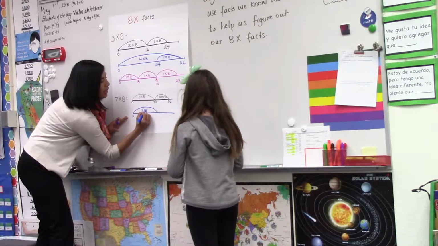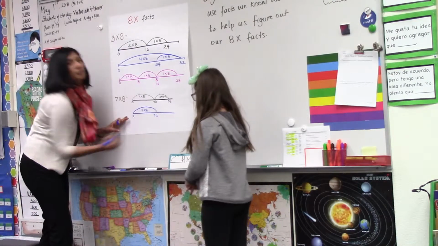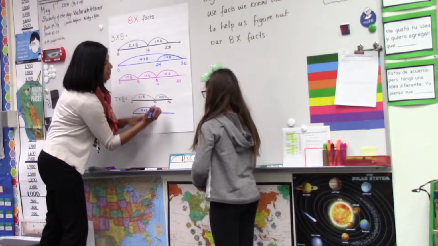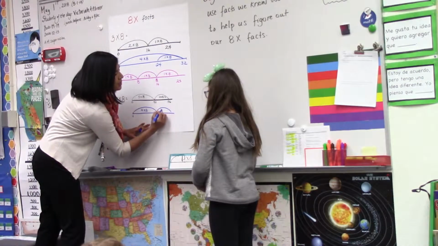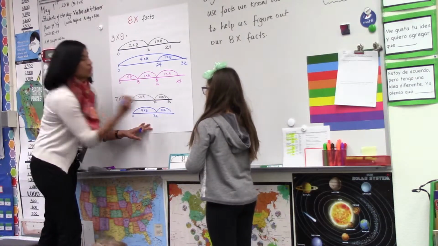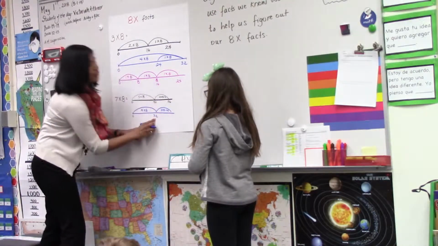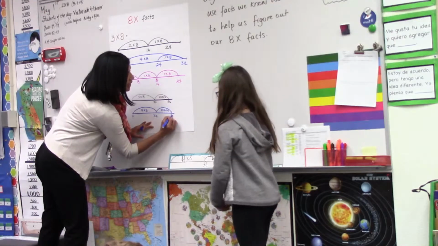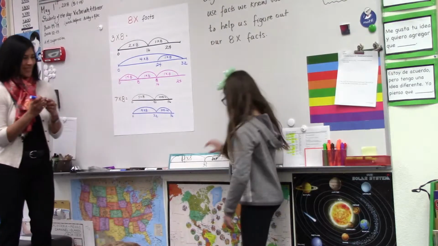4 times 8 equals 32. And then you did 3 times 8, and that's how much? 24. So if we add 24 and 32, that's equal to 56. Now I noticed, thank you, Victoria.